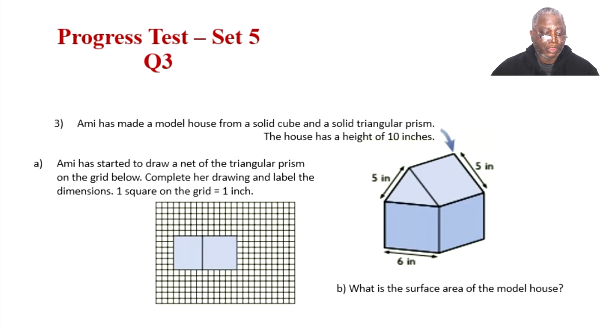Question 3. Amy has made a model house from a solid cube and a solid triangular prism. The house has a height of 10 inches. Amy has started to draw a net of the triangular prism on the grid below. Complete her drawing and label the dimensions. 1 square on the grid is equal to 1 inch. Look at the model and then look at the grid. Remember, the dimension you have to use is 1 square grid is equal to 1 inch. And you have to draw accurately. B. What is the surface area of the model house?